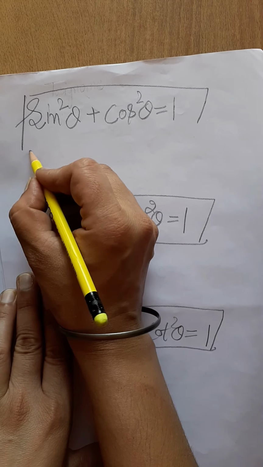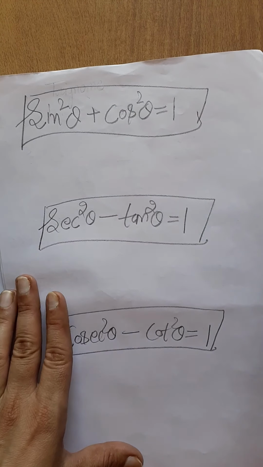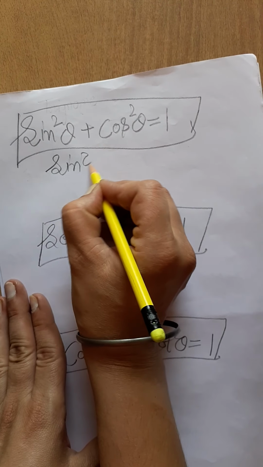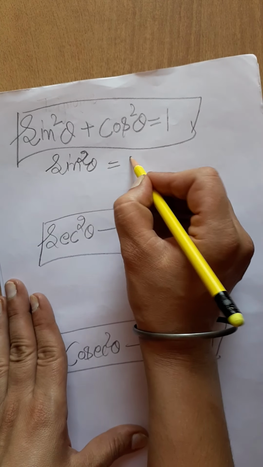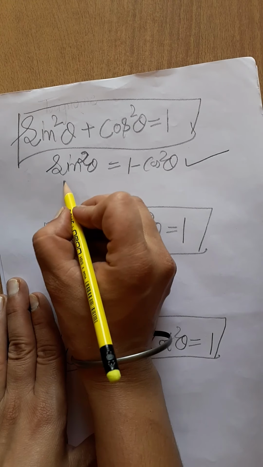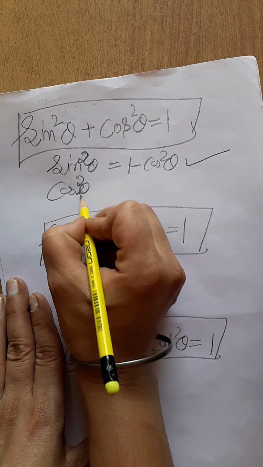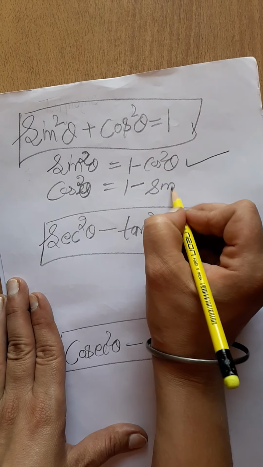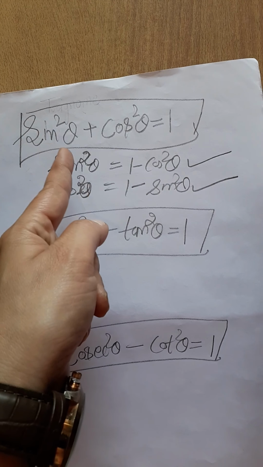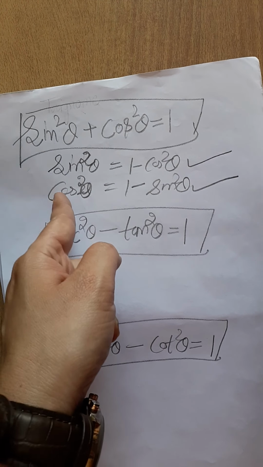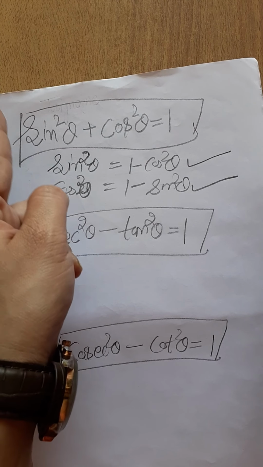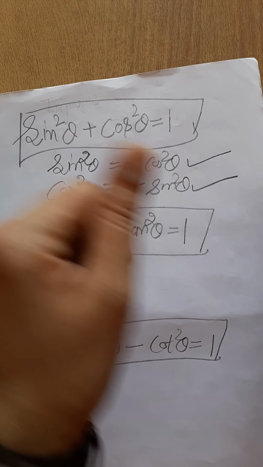Okay, now we derive another formula from these three identities. Suppose you want to find the value of sine square theta. Then you can take the cos square theta on the right side. In this way you get an identity. If you want to find the value of cos square theta, then you take your sine square theta on the right side and you get your identity. So these are our three formulas, three identities, which we can learn by only one identity, that is sine square plus cos square is equal to 1.